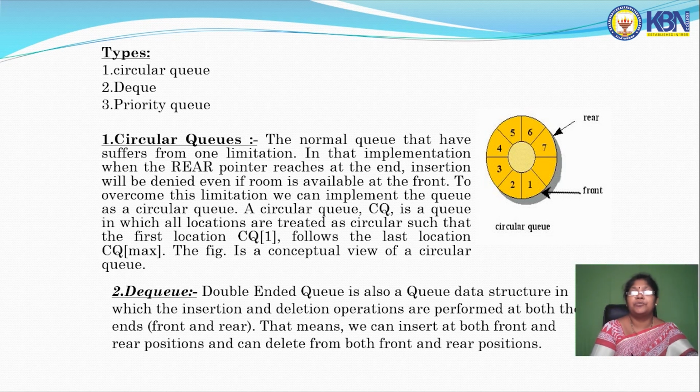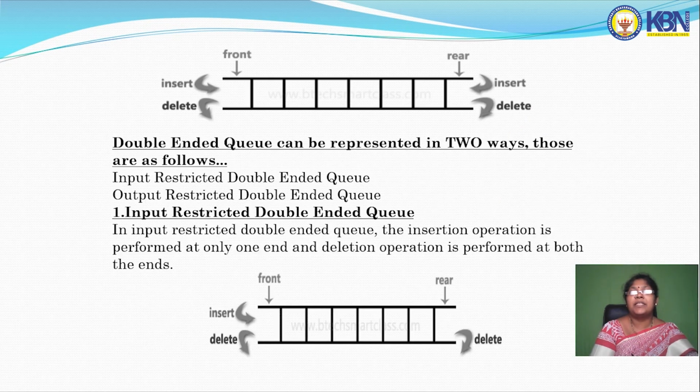Then DQ means double-ended queue. In a double-ended queue, both ends have an insertion point and a deletion point, so we call it double-ended. Now next, the priority queue. Priority means we give priority to one end. Maybe we can delete an element at one side and add an element at the other side. Which one is the priority, you can decide in your own way. Now see, a double-ended queue can be represented in two ways: input restricted double-ended queue and output restricted double-ended queue. It means we can add or delete elements anywhere, but we should specify that particularly.